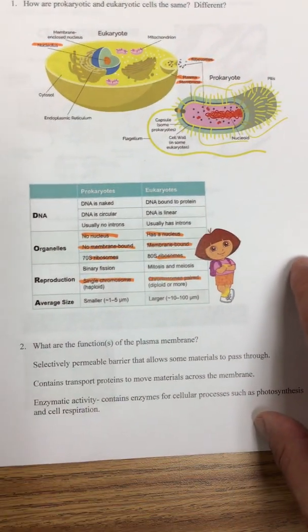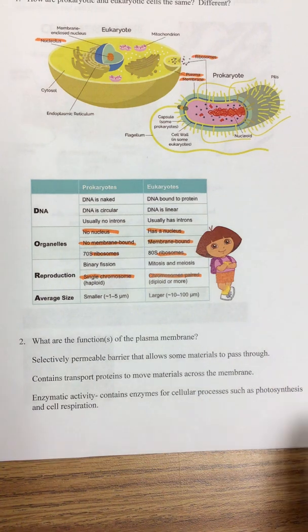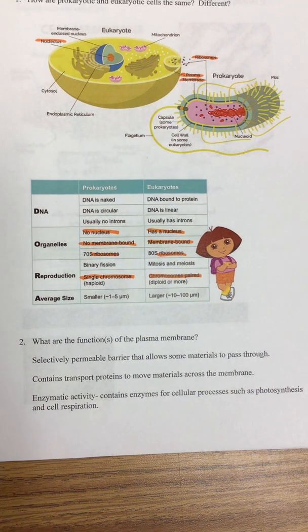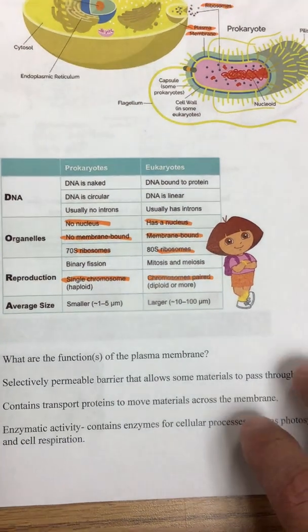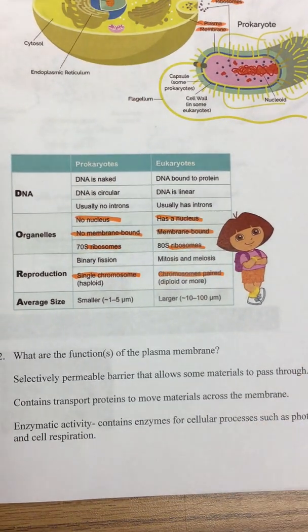So I found a little chart here that I liked. Not sure who the little person is there. Maybe that's Dora the Explorer, but anyway, it does a good job of comparing prokaryotic and eukaryotic cells.